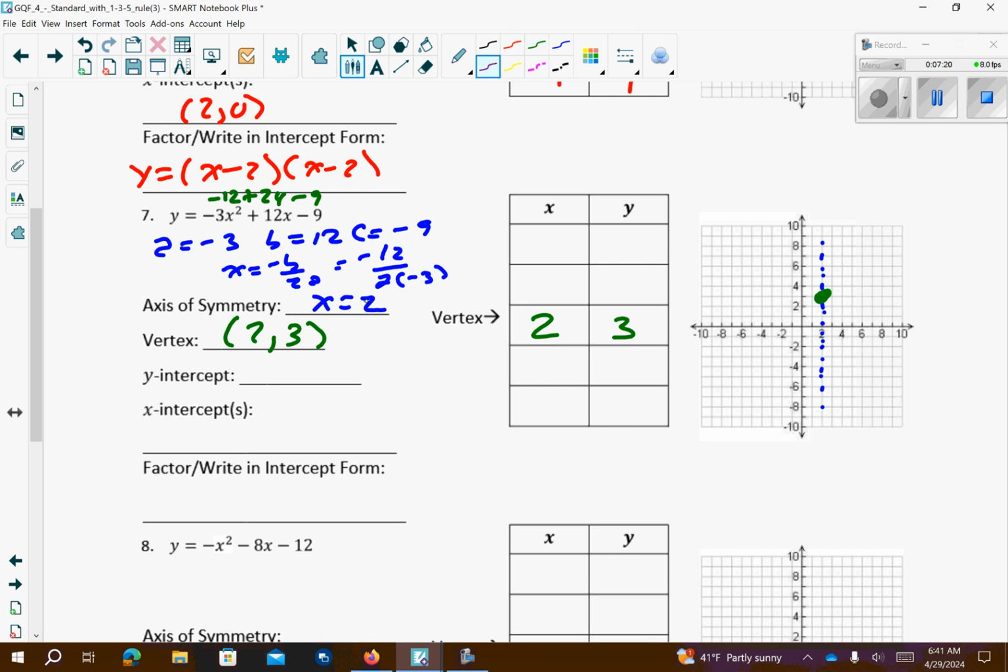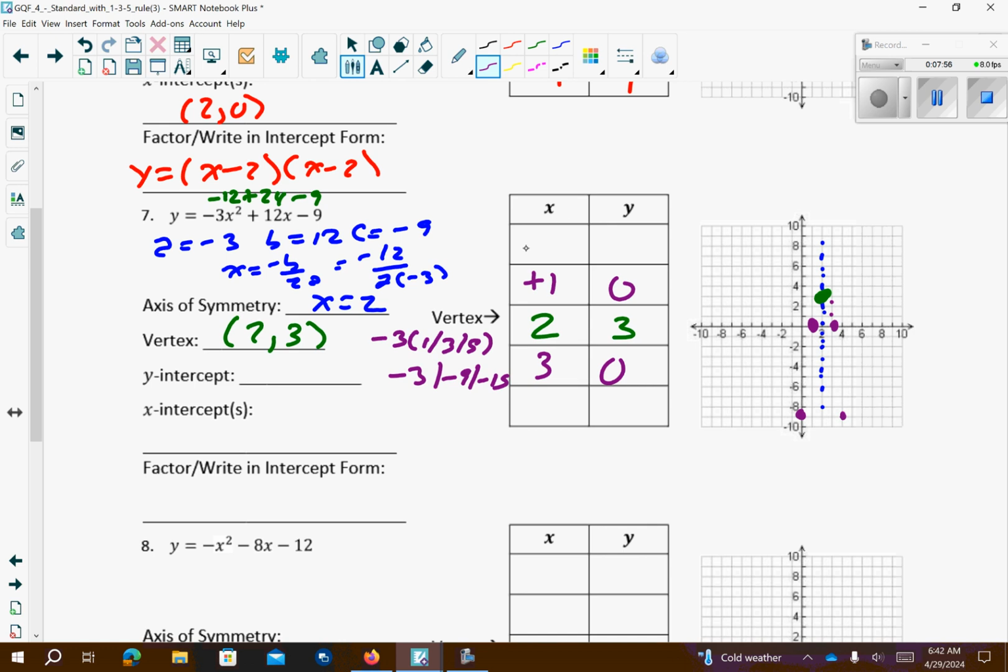Our pattern graph is going to be negative 3 times 1, 3, 5. So it'll be negative 3, negative 9, negative 15. So if I go right 1, down 3, left 1, down 3, then I go right 1, down 9, left 1, down 9. So it looks like I get negative 1 comma 0. I also get 3 comma 0. Oh, that's positive 1, excuse me.